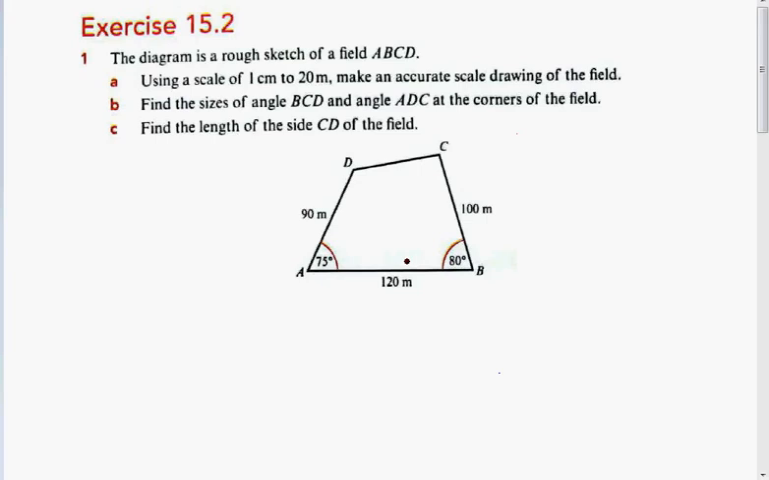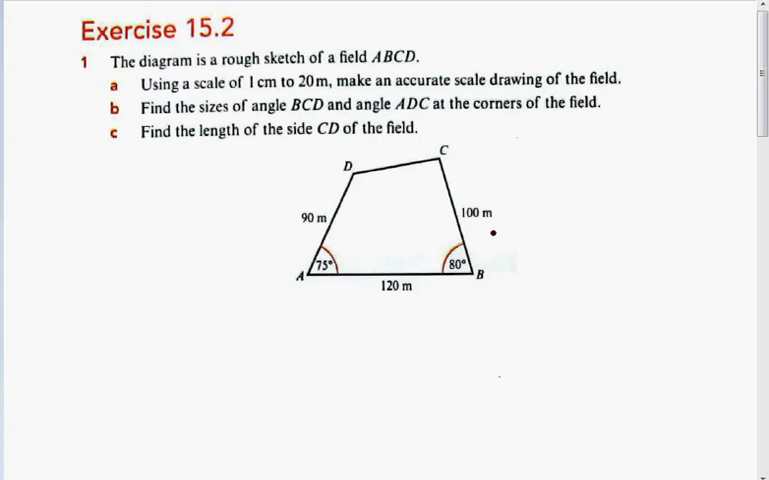Exercise 15.2. There are three questions. The first question. The diagram is a rough sketch of a field ABCD. Using a scale of 1 cm to 20 meters, make an accurate scale drawing of the field. So, we've been given the real distance, that is 100 meters, and we want to make it into the scale, that is the map. So, what we want to get is the map, and what we are given is the real one.